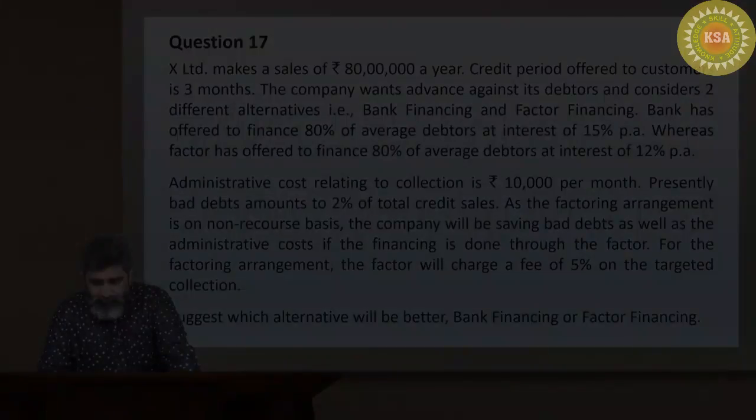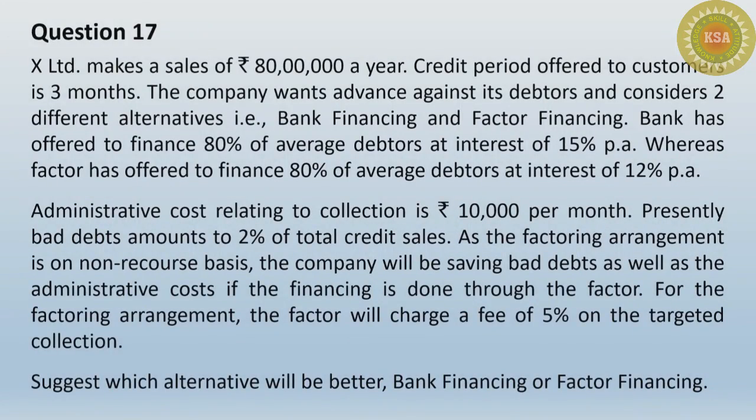It says, X Limited makes sales of rupees 80 lakhs a year. Credit period offered to customers is 3 months. The company wants an advance against its debtors and considers two different alternatives, that is bank financing and factor financing. Bank has offered to finance 80% of average debtors at interest of 15% per annum, whereas the factor has offered to finance 80% of average debtors at interest of 12% per annum.